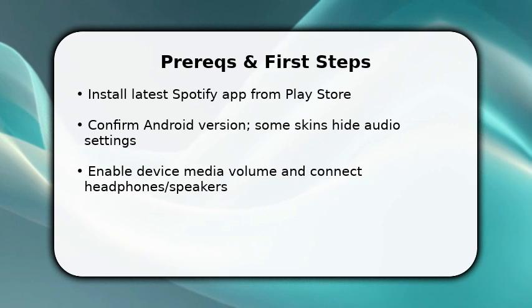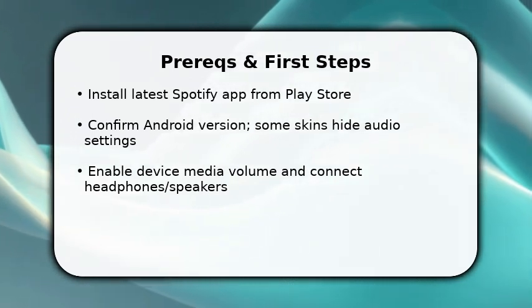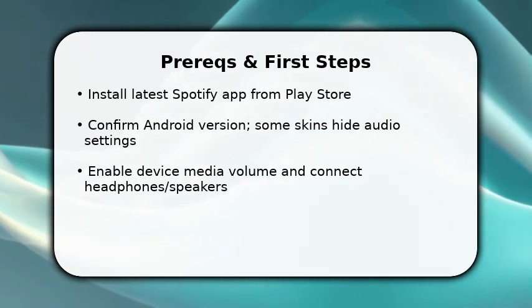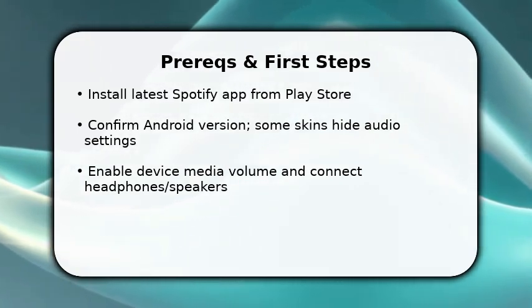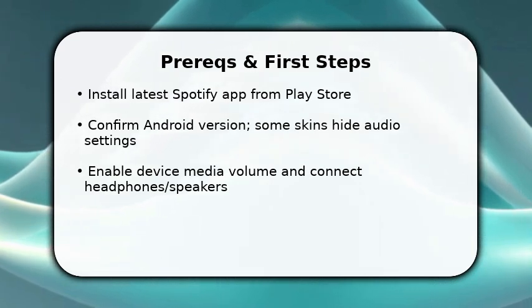Next, go to Settings, gear icon, and scroll to Playback. This gets you into Spotify's audio area. You do this because the Equalizer link only appears when Spotify can control audio output, so make sure external audio is connected and volume is up.